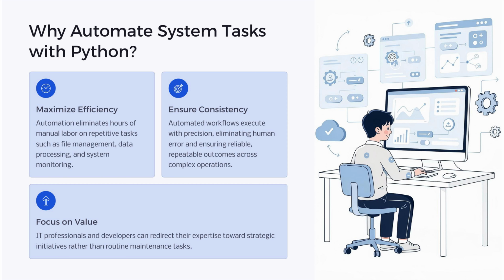Automating system tasks with Python maximizes efficiency by eliminating manual labor on repetitive tasks like file management and data processing. It ensures consistency, reducing human error, and providing reliable outcomes. This allows information technology professionals to focus on strategic initiatives, enhancing productivity and innovation in complex operations.